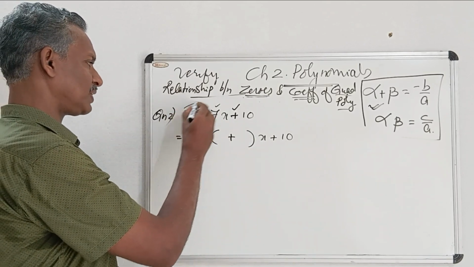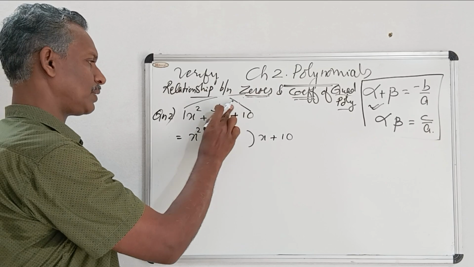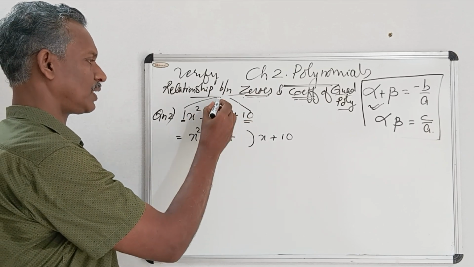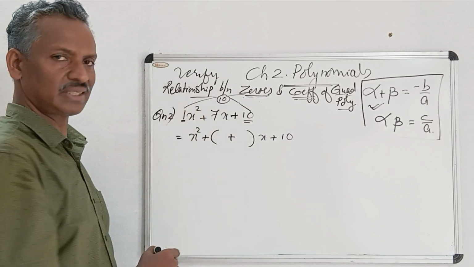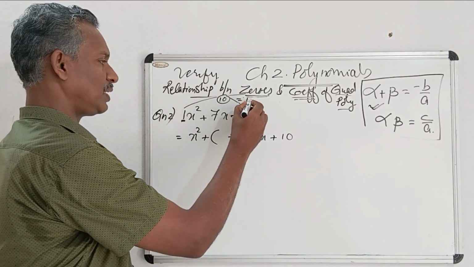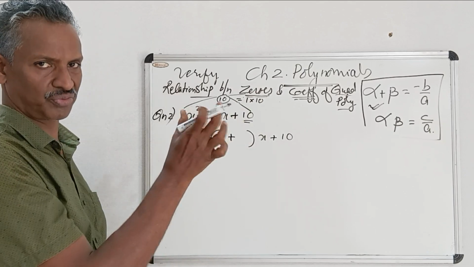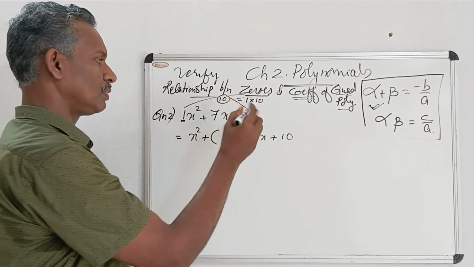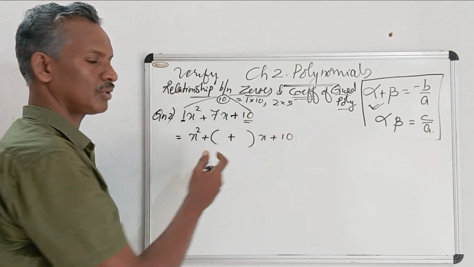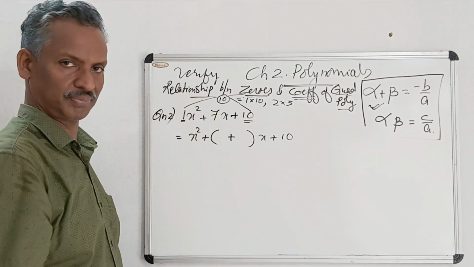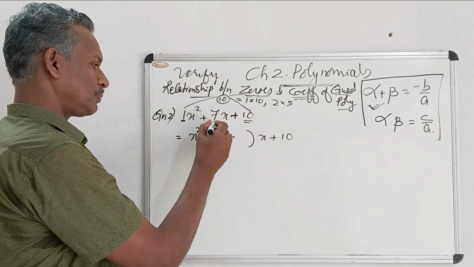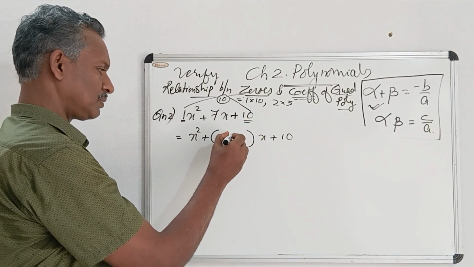Multiply the coefficient of x square and the constant. When you multiply 1 and 10, you get 10. Write this 10 as a combination of different numbers. 10 is 1 into 10, the product of two numbers. 10 is also 2 into 5. No other pair makes the 10 as the product. So which pair is making the sum, because the middle sign is plus.